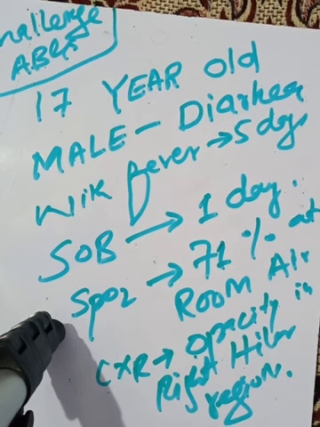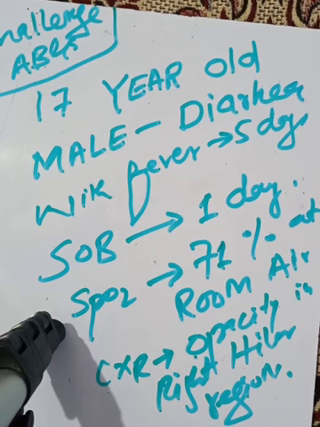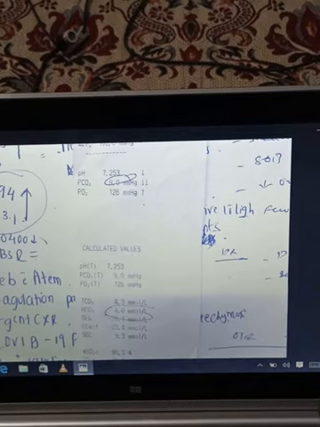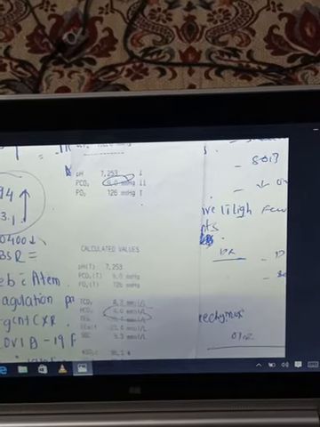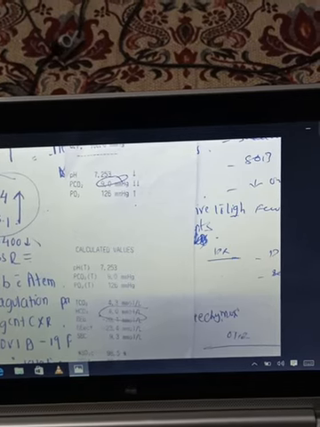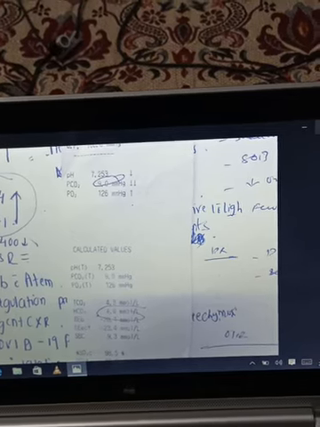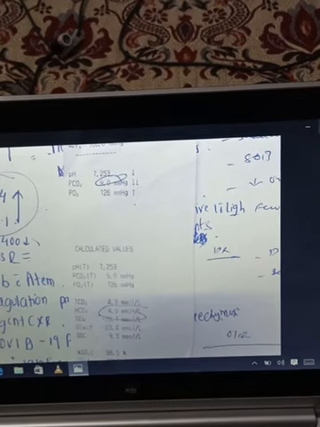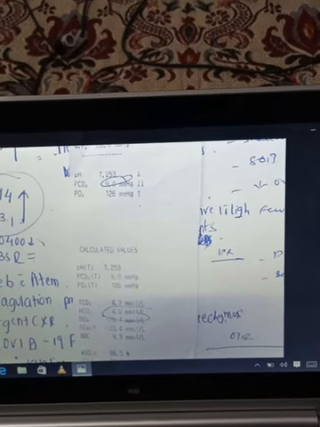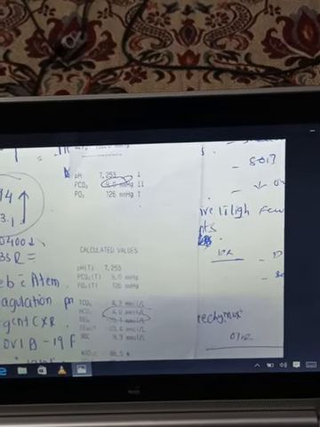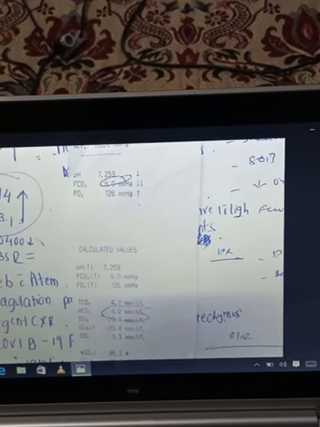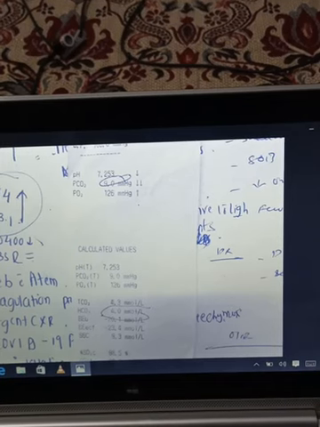So I did ABGs of this patient. Let's move toward the ABGs. The pH is 7.25, the PCO2 is 9, and the bicarb is 4. Now if you focus on it, the CO2 is moving downward, the bicarb is moving downward, and look at the oxygen, that is 126. So it gave us an idea that the ABGs were done on oxygen.